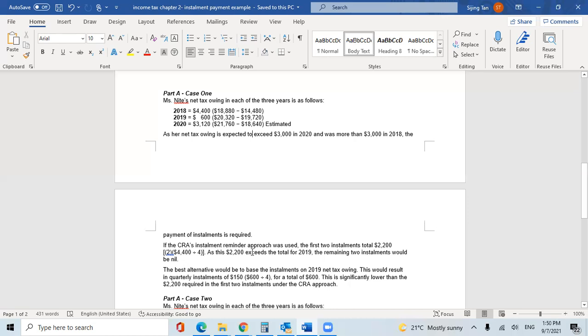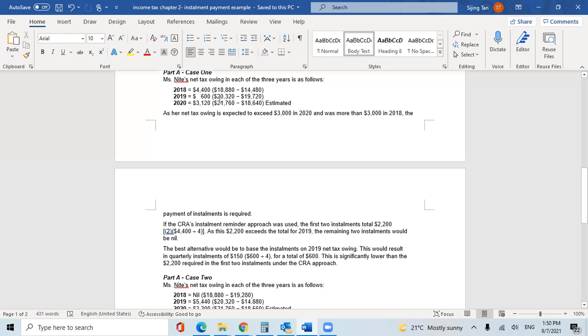So if you choose that methodology, you still need to pay $2,200 from March and June. Now, then we need to calculate the current year. We use 3120, because the question asks which one will be the best, right? So following the first alternative, we use the 3120 divided by 4, you have to pay more than $100. But then alternative number 2 for 2019, you only got $600, so $600 divided by 4, you only pay $150 per quarter. So your total need to pay is $600. So this is significantly lower than the CRA installment payment method. Okay, so the best alternative will be alternative number 2. We choose 2019 with $600 in total and $150 per quarter.